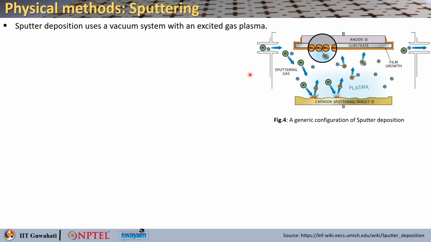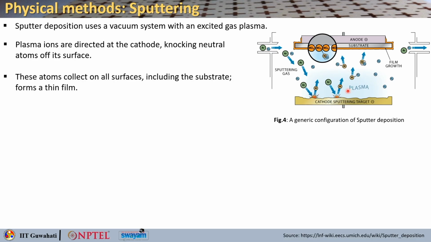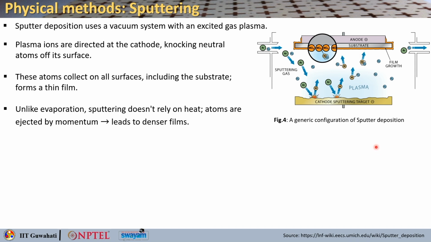The other method is called sputtering. Now, sputtering deposition basically uses a vacuum system with an excited gas plasma. So, plasma ions are basically directed at the cathode, as you can see, knocking the neutral atoms off the surface, and all these atoms will collect on the substrate here, and it will form a thin film. So, unlike evaporation, sputtering basically does not rely on heat. Here the atoms are basically ejected by momentum. So, that leads to denser films.